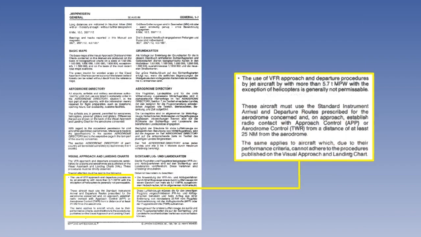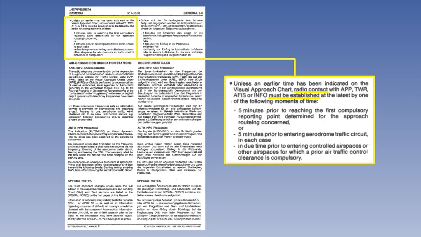An important note given near the bottom of page 17 states that, with the exception of helicopters, jet aircraft and aircraft of more than 5.7 tons maximum permissible weight are not authorized to use the VFR approach and departure procedures. Also, under the same heading, but on the following page, it states that when approaching an airfield with the intention of landing, radio contact must be established no later than 5 minutes before reaching the first compulsory reporting point for the approach, or no later than 5 minutes before entering the aerodrome traffic circuit.